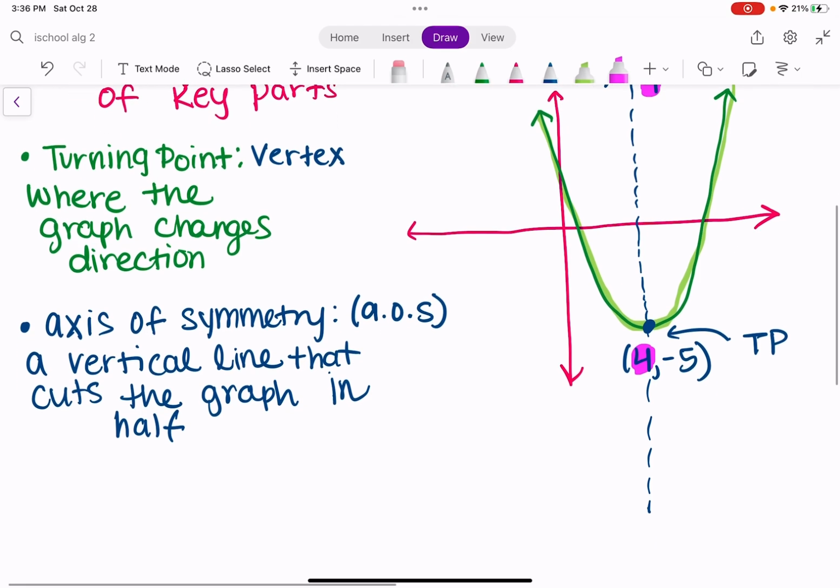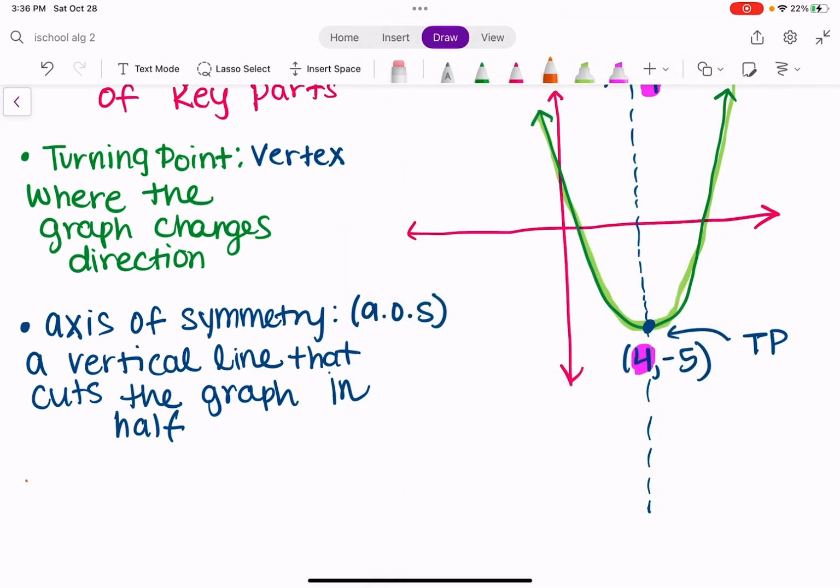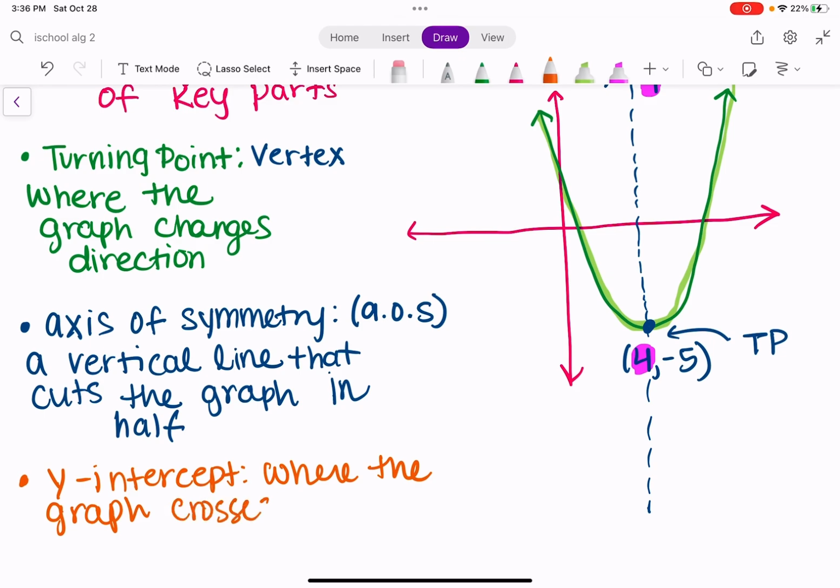Next up, let's change the color. Next up, we have our y-intercept, right? And we should know what the y-intercept is, but it's basically where the graph crosses the y-axis. I don't know why I always say x-intercept. Where the graph crosses the y-axis. So this right here, this would be my y-intercept.